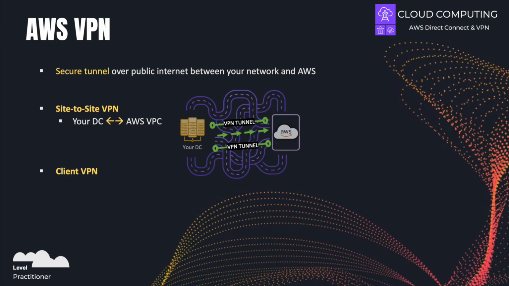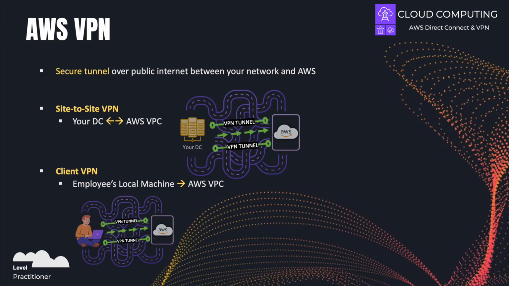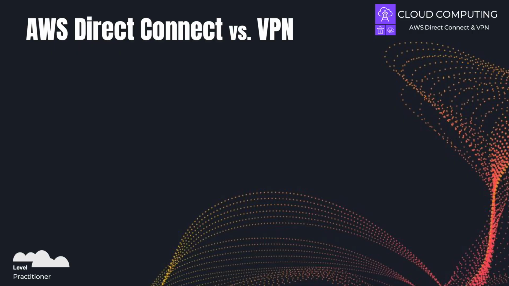On the other hand, client VPN is designed for individuals. For example, if an employee is working from home or traveling, they can install the client software on their laptop and log in securely and gain private access to AWS resources as if they were in the office. So both provide encrypted connections, but site-to-site is built for linking entire networks, while client VPN focuses on secure private access for individual users. Now the big question: when do you use Direct Connect and when do you use VPN?